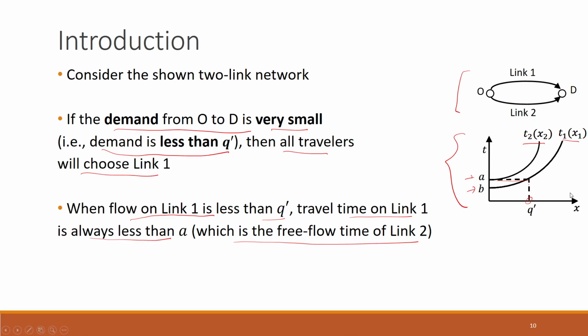So if the total flow from O to D is less than Q dash, then if everyone stays on link 1, they will not experience a travel time greater than A, because they will always lie in this region somewhere, and it will never exceed A, the free flow travel time on link 2. You will always experience at least a travel time of A on link 2, because that is the free flow travel time even if there is no flow through it. So if the total flow from O to D is equal to Q dash, then everyone should choose link 1 only.